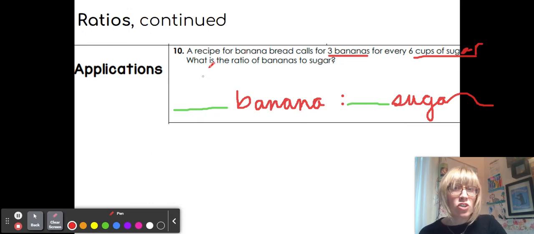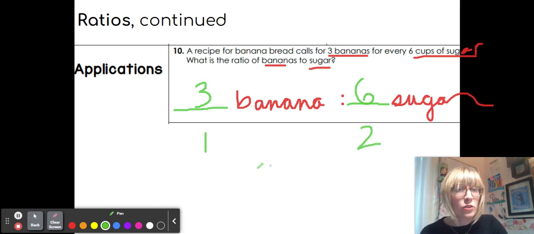Finally, if we have an application here, we know that this recipe calls for 3 bananas for every 6 cups of sugar. We want to know the ratio of bananas to sugar. So we set it up, banana to sugar. So we can say it's a 3 banana to 6 sugar ratio. When we simplify, we can divide each by 3, and we end up with 1 to 2.